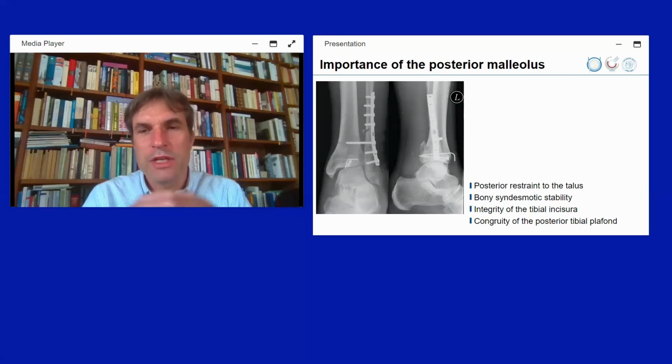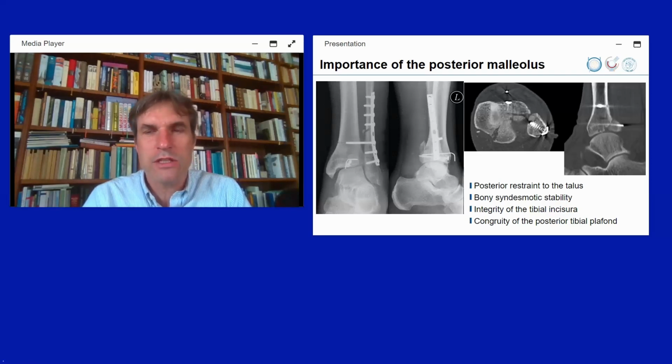They contribute to bony syndesmotic stability, to the integrity of the tibial incisura, and of course also, depending on the fracture pattern, to the congruity of the posterior plafond. And some are inclined to call some of these fractures posterior pilon fractures.